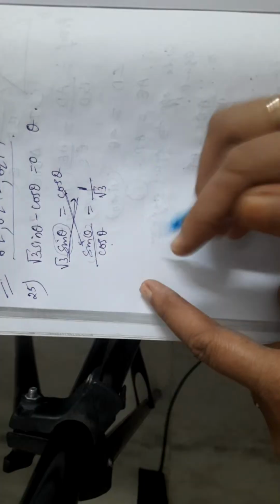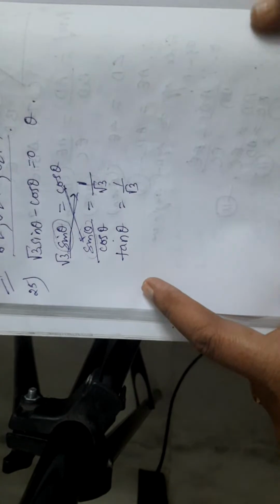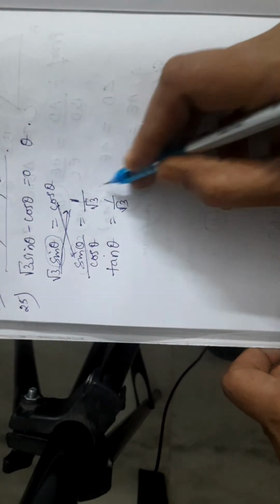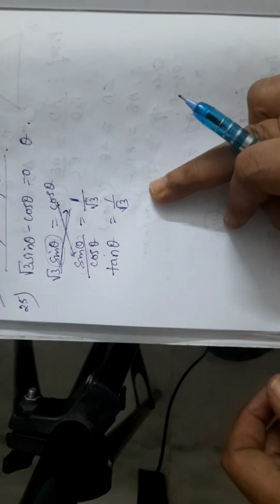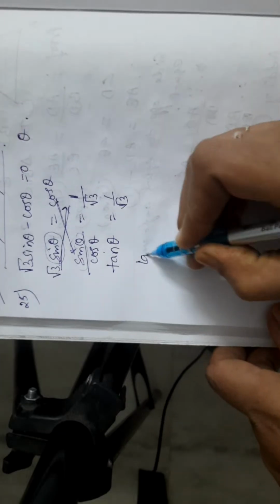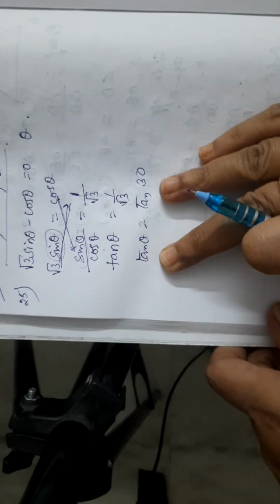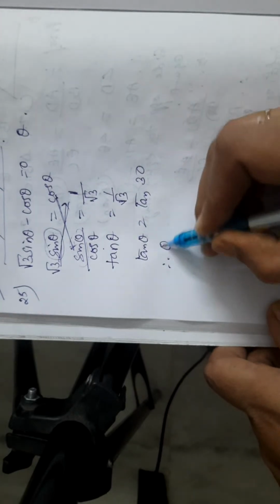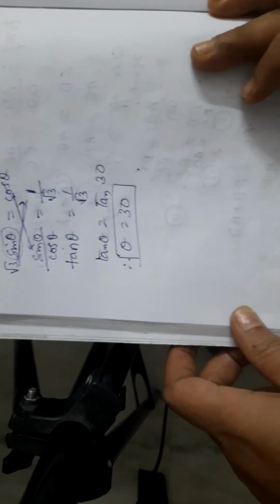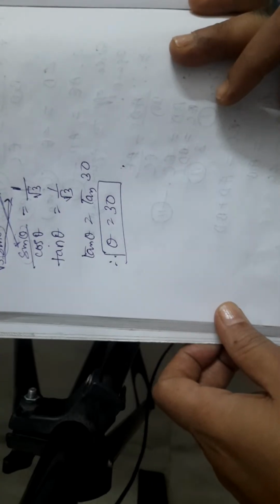Sin upon cos is nothing but tan. Tan theta is 1 by root 3. From the trigonometrical table, you need to find what is the value of 1 by root 3 in terms of tan. Tan 30 is 1 by root 3, very good. Tan theta is tan 30. So tan and tan get cancelled. Thus theta is 30. So we got the answer for theta. This completes section B. Now we are moving to section C.